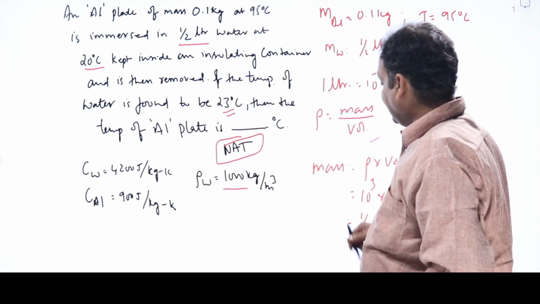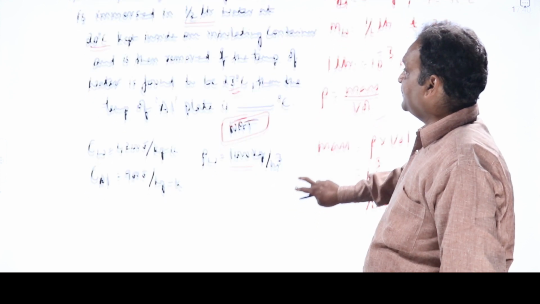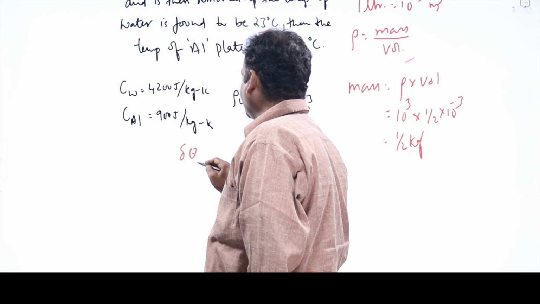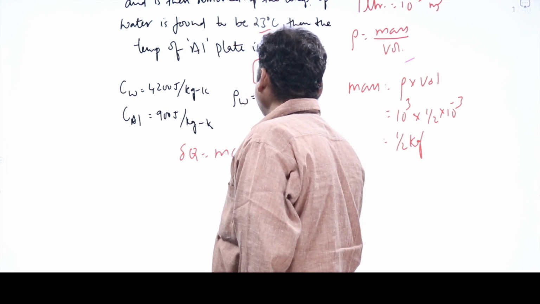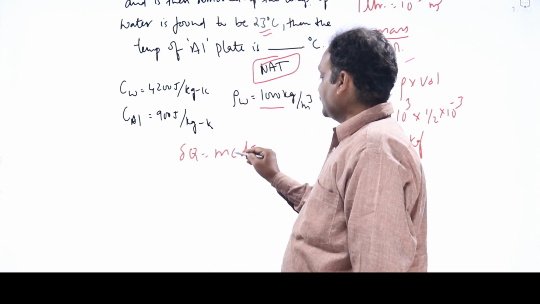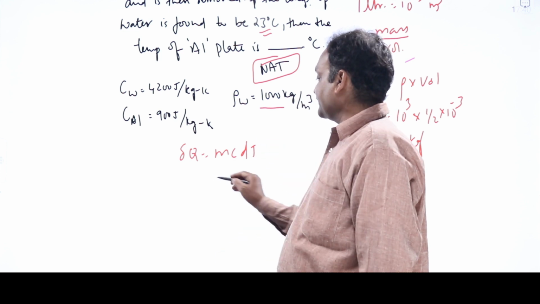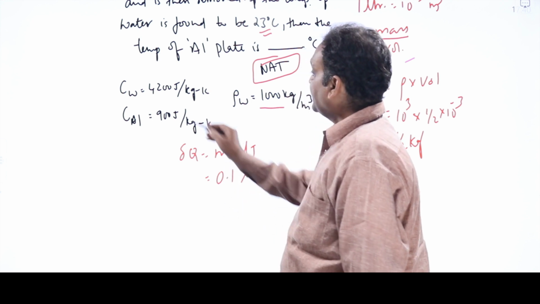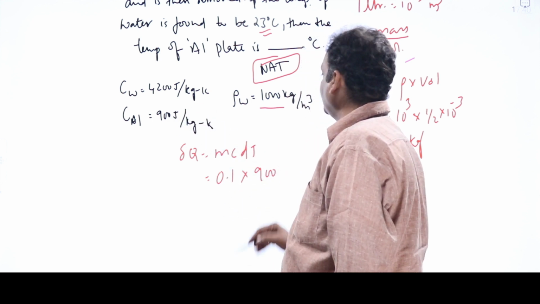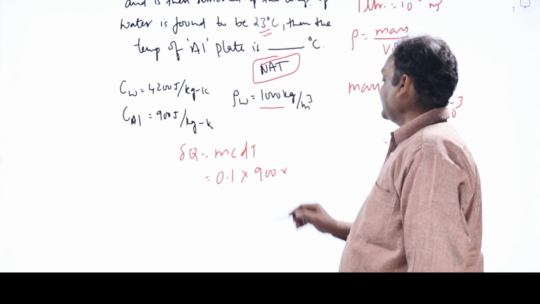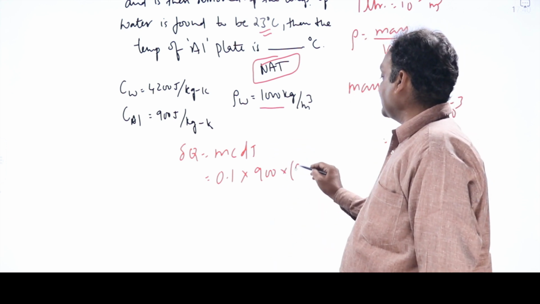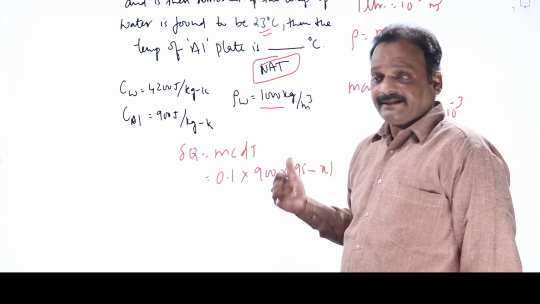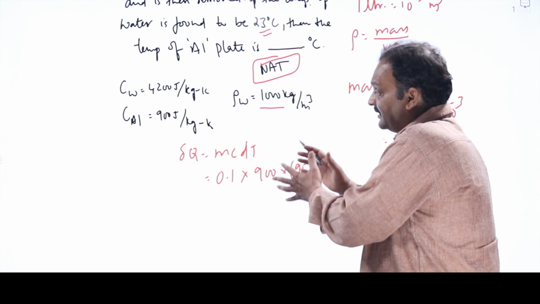Okay, what is the heat lost by the aluminium plate? Heat lost by the aluminium plate is delta Q equal to m c dT, right? Okay, mass of aluminium into specific heat of aluminium into temperature change. So what is the mass of aluminium given? 0.1 kg, into the specific heat of aluminium, 900 joule per kg Kelvin, into the temperature. Initially its temperature is 95 degrees Celsius. Now its temperature will decrease to some point x. That x we have to find. Okay, this is the amount of heat lost by the aluminium.